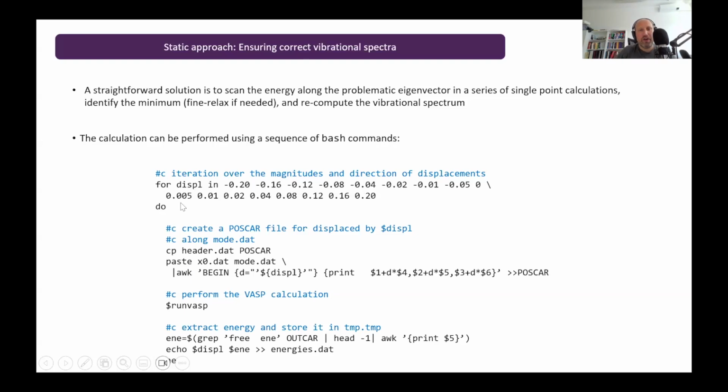And then I simply perform a simple sequence of bash commands. Here I have a loop over displacements, over their size and direction. I recommend to use some small displacement. So my values range between minus 0.2 and 0.2. Then I construct the POSCAR file for the perturbed structure. So here I basically add the mode scaled by the displacement value to the non-perturbed Cartesian coordinates and construct the POSCAR file in that way. Then I perform a single point calculation using VASP, extract the energy, and print energy versus displacement and store it in the file energies.